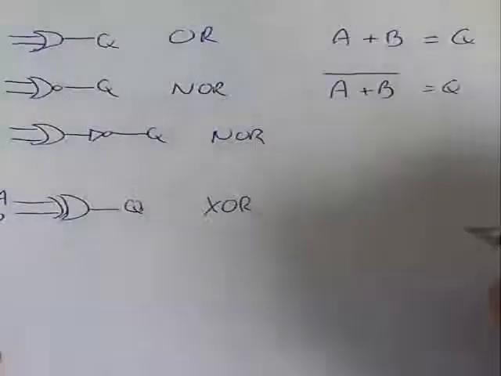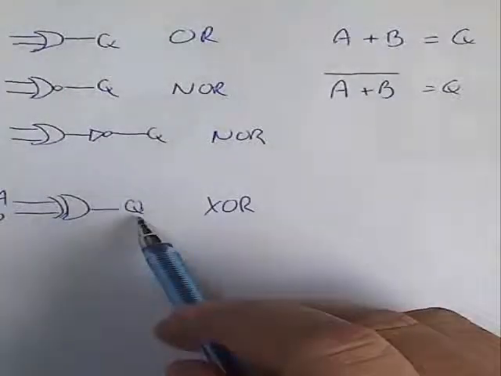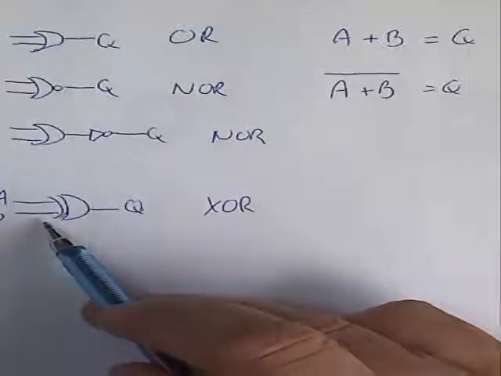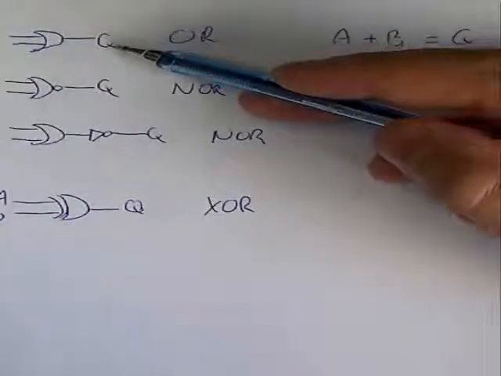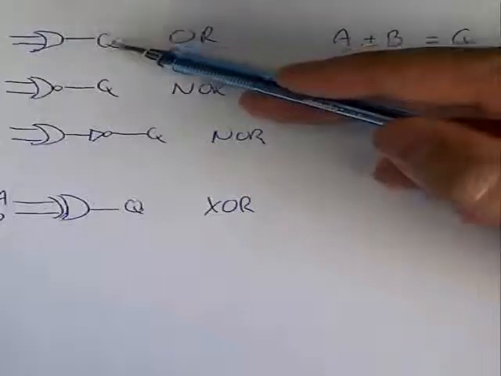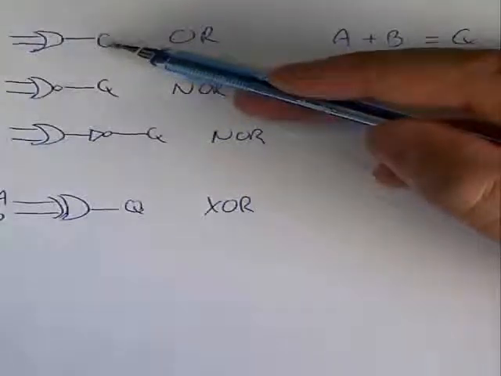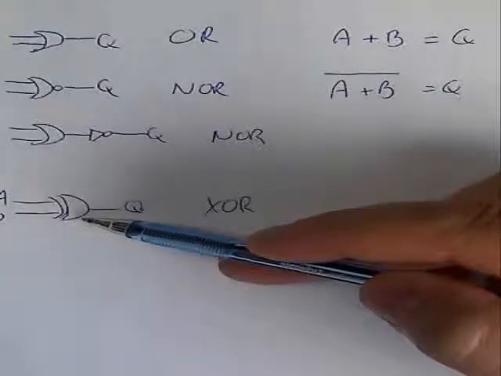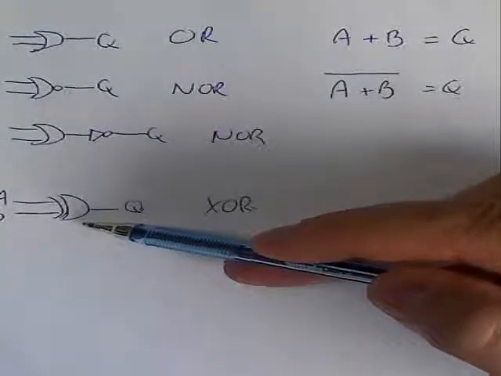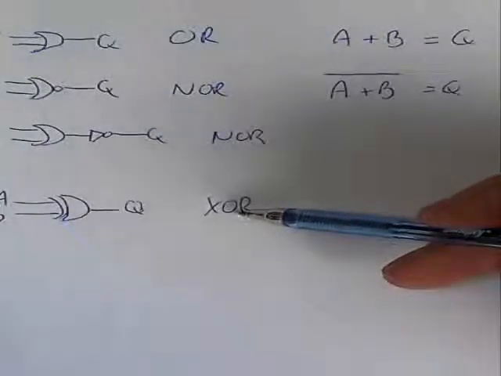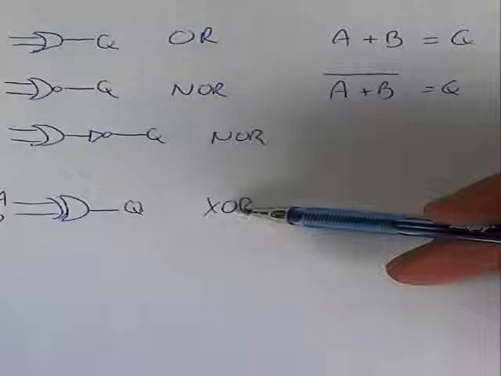What that means is the output is high when only one of the inputs is high, not when both. Unlike with the OR, where the output will be high when one of the inputs or both of them is high. Or another way of putting it, the only time it will be low is when both A and B are low. This one will be high when only one of the inputs is high, so exclusively one or the other, but not both.